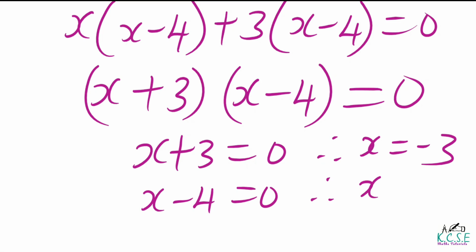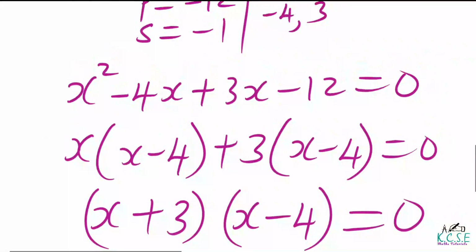So those are the two values of x. Now since you are supposed to find the value of x, I think that is a solution. So there are two values of x: x is negative 3 and x is 4. So that is how you're supposed to work out that question.